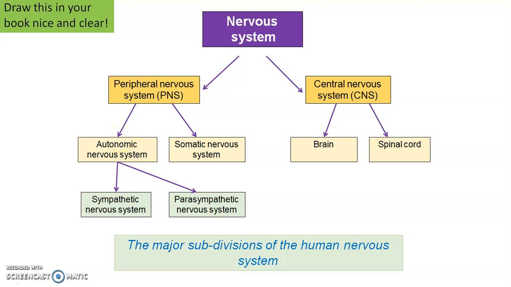And this is then further subdivided into the autonomic nervous system and also the somatic nervous system. And we're going to be looking at the difference between these two and looking at how the sympathetic nervous system comes into play as well as the parasympathetic nervous system comes into play. So this is just the nervous system as a whole.